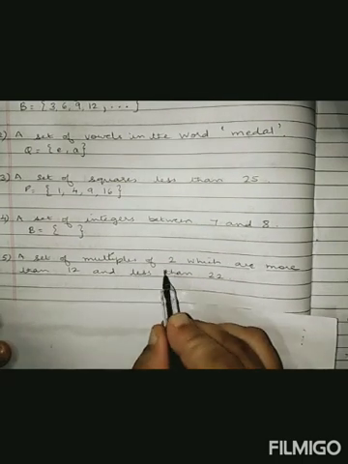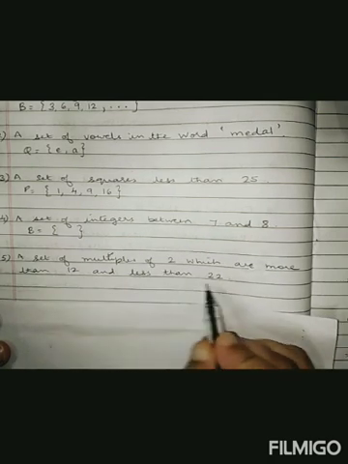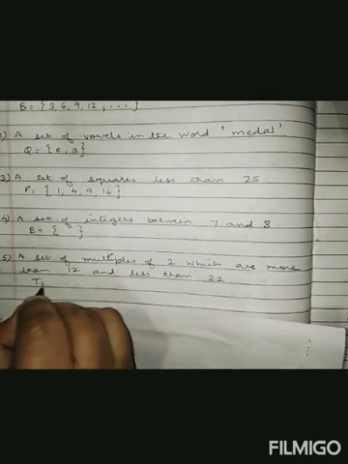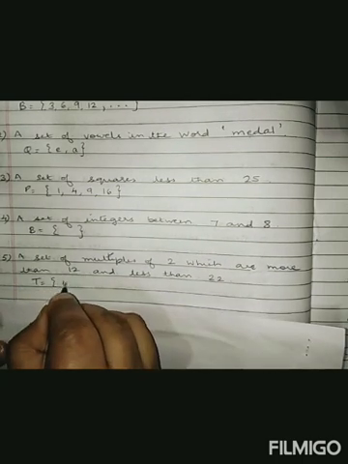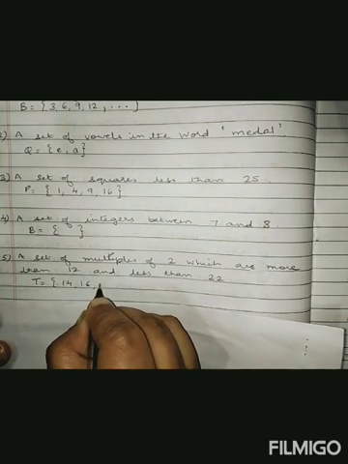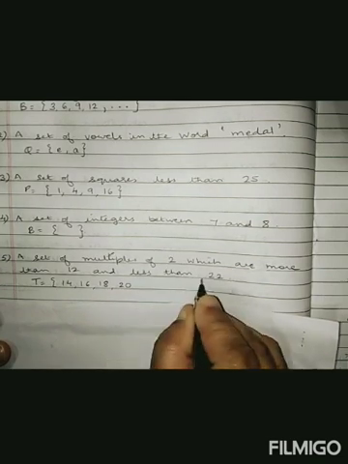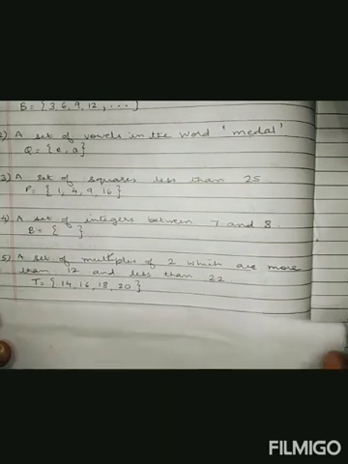Let us take the next example. A set of multiples of 2 which are more than 12 and less than 22. So again there is a condition here, more than 12 and less than 22. Multiples of 2 which are more than 12. So we begin with 14, 16, 18, 20. The next condition is less than 22. So the set is over here itself.